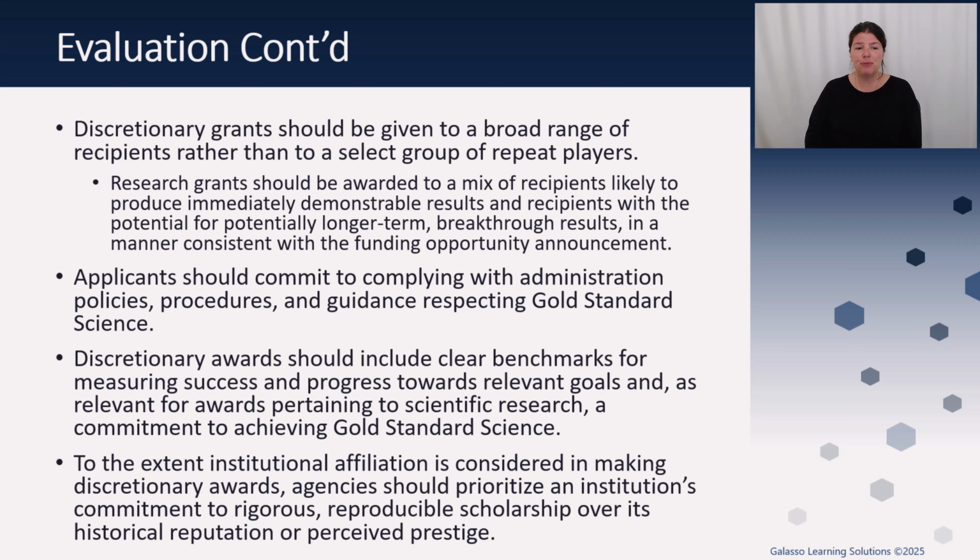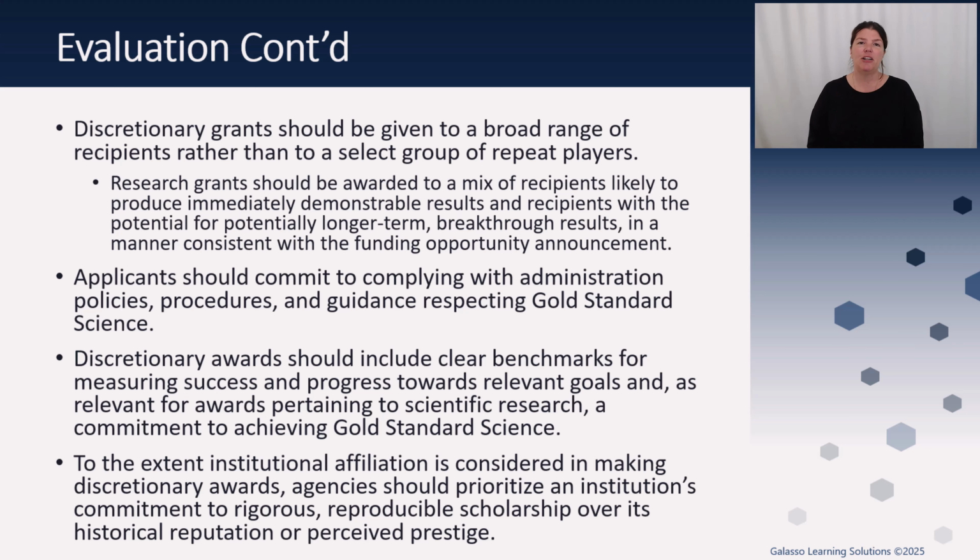One of the things I thought was super interesting is that they wanted to really start divvying up the money maybe a little bit different. So instead of the same people over and over again, a broad range of recipients. So again, making sure focused on outcomes and trying to see what we could do in terms of getting feedback and output. So again, focusing on gold standard science, having benchmarks to evaluate whether the awards are achieving their goals. And then again, in the discretionary awards, prioritizing the commitment to academic rigor and reproducible scholarship over just historic reputation or prestige.